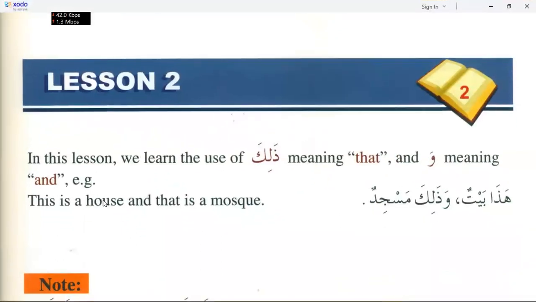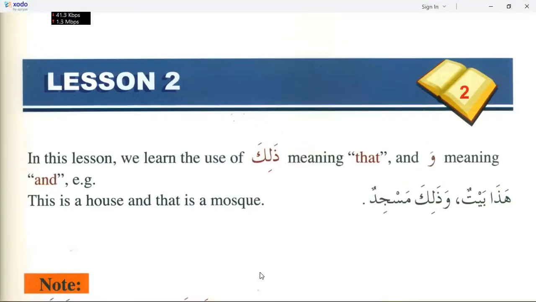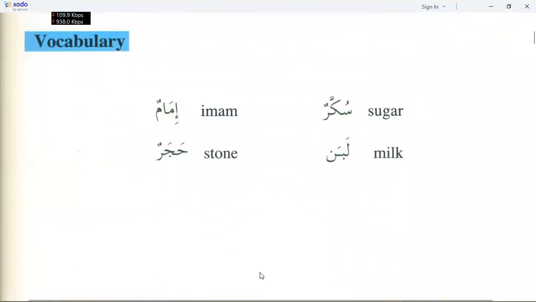Lesson 2. First we learned about haza and the interrogative article hamza. Now we have lesson number 2. Can you hear us? Okay, Miss Bahia, read it. In this lesson, we learned the use of dhalika, meaning that, and wa, meaning and. Example: this is a house and that is a mosque. Hada baytun wa hada masjidun. Wa dhalika masjid. Read the vocabulary as well.